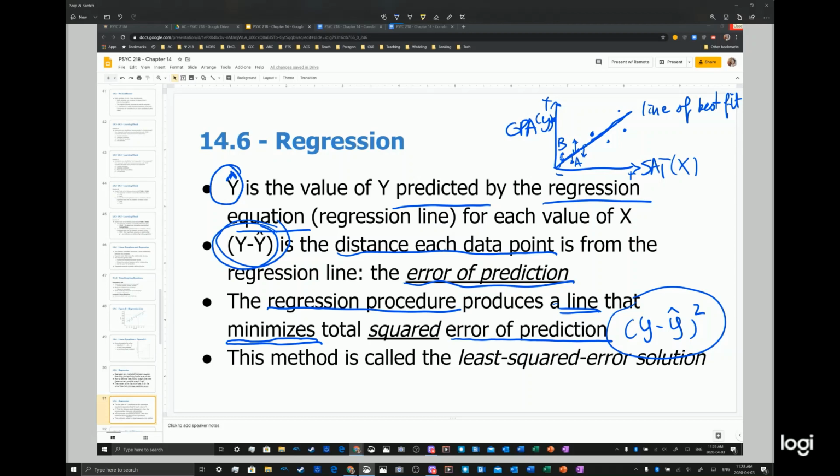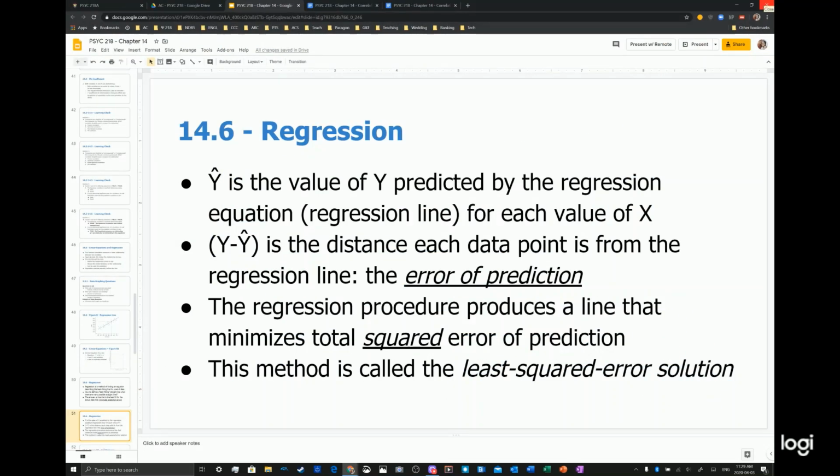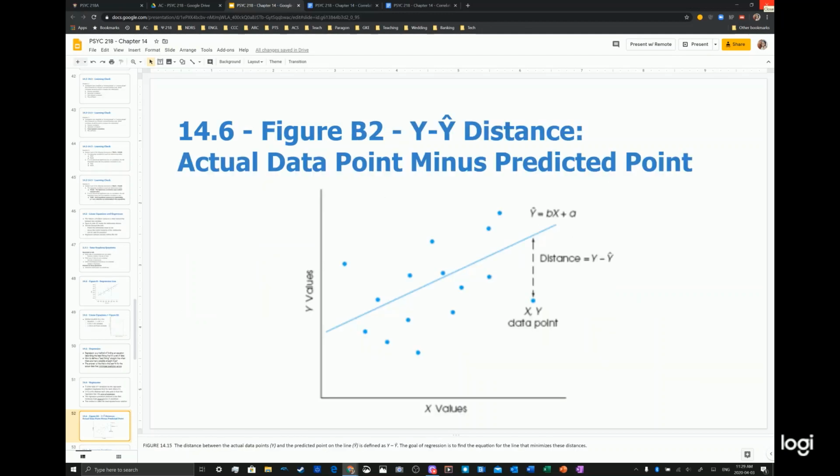And this method itself, this regression procedure then, is the least, again, think minimum here, squared error, which we just looked at above, squared error solution. And the solution here is the regression line. The solution for finding that line of best fit, finding that regression line that shows us what the correlation between the two variables is. That's the method. The least squared error solution. And this is what that looks like on a scatter plot.